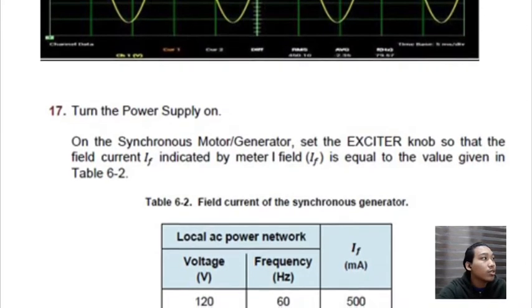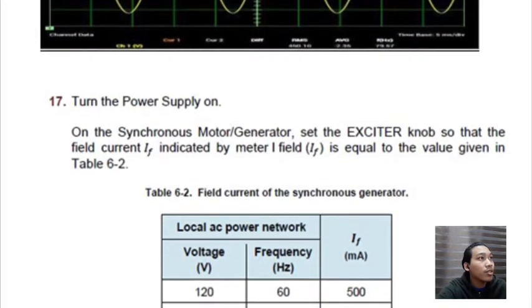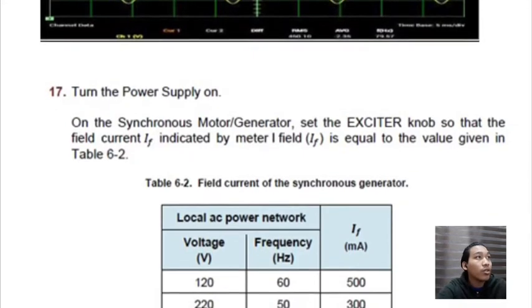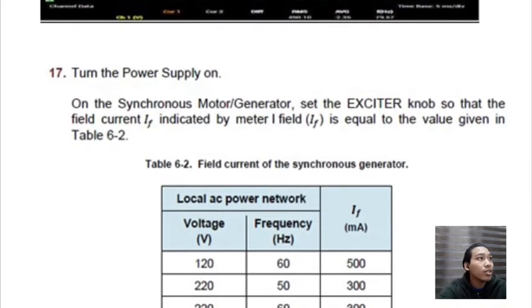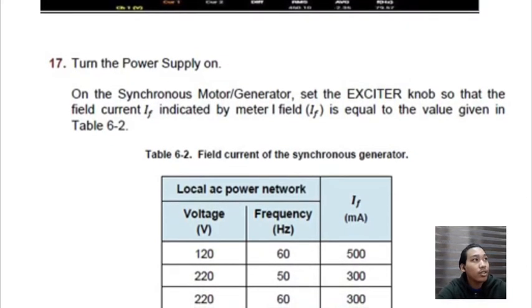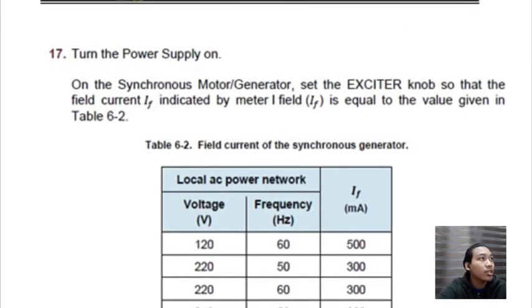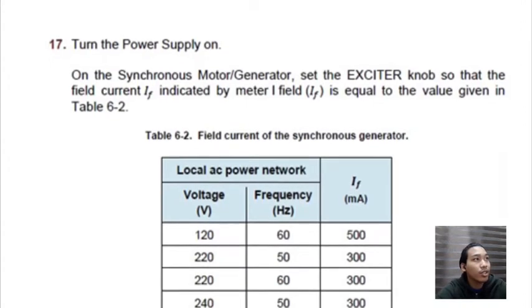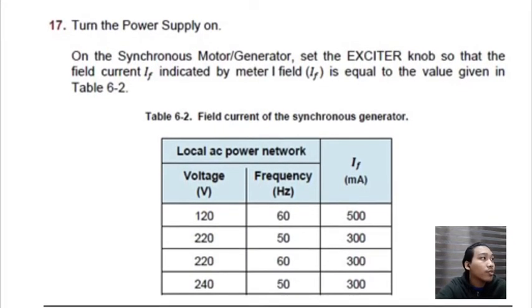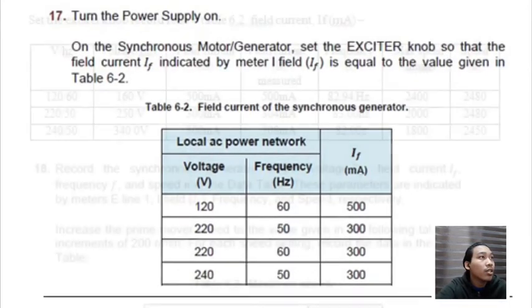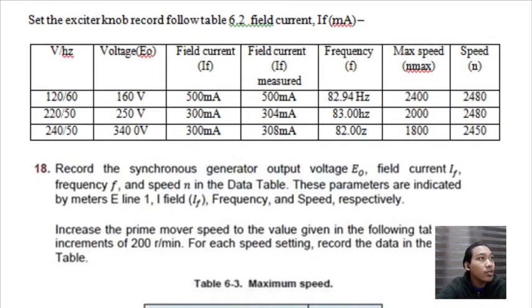So in step 17, turn the power supply on. On the synchronous motor or generator, set the exciter knob so that the field current indicated by meter I is equal to the value given in table 6.2. Then record following the table 6.2 field current.